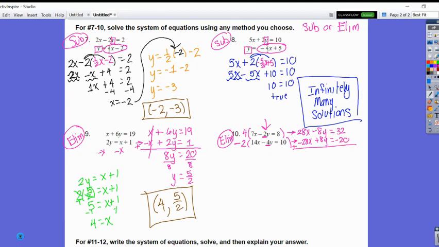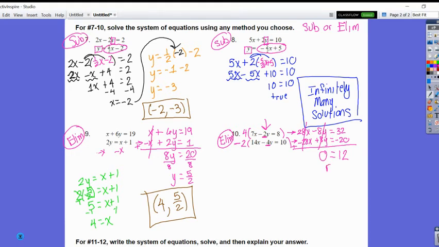Now we are ready to add. So negative 28x and positive 28x there, we're going to add. That cancels out and gives us a 0. We've got negative 8y and positive 8y. Those are inverses. They cancel out. I have nothing left on the left side. Then we've got the 32 and the negative 20 to add together. That would come out as a 12.